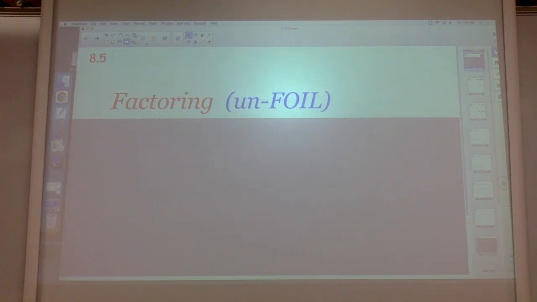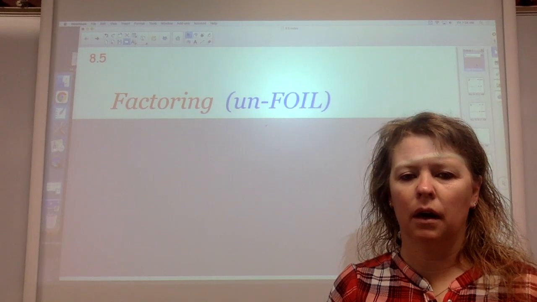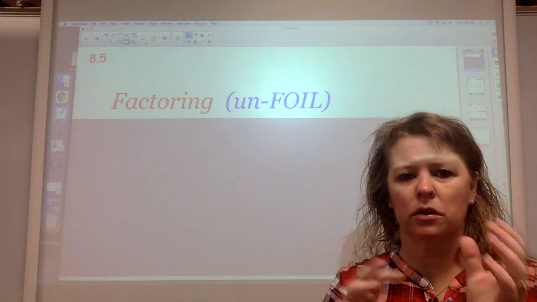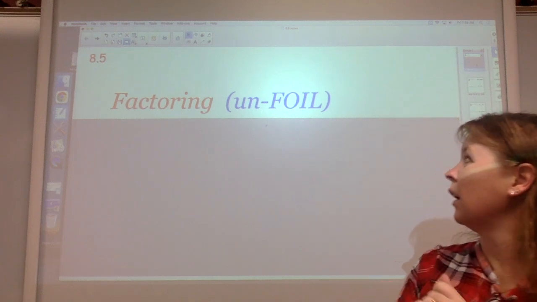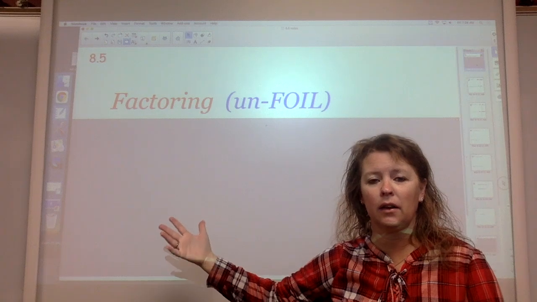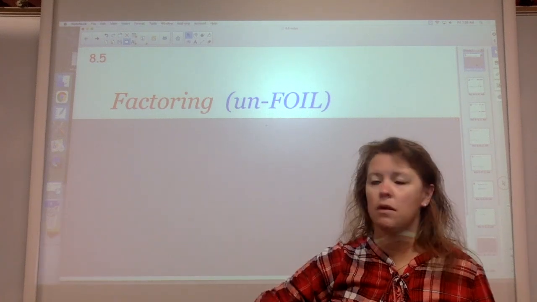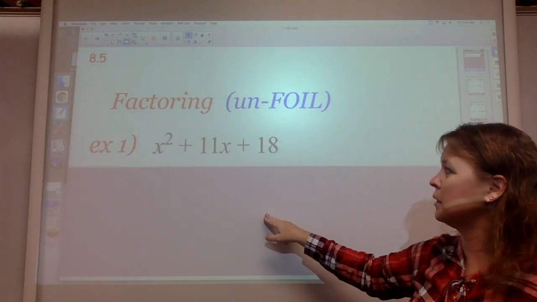All right, in section 8.5, we're going to do some more factoring, but this time the factoring is not taking out a monomial and just using the greatest common factor. We're going to actually unfoil. It's like I've said before. Every time you do something and learn how to do it in math, then you learn how to undo it. You learn to multiply, and then you divide. It does the exact opposite thing.